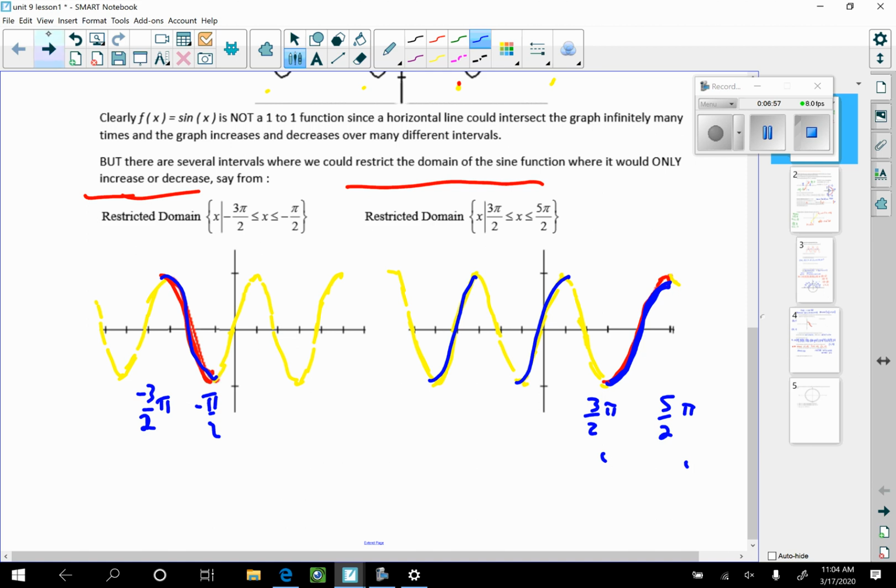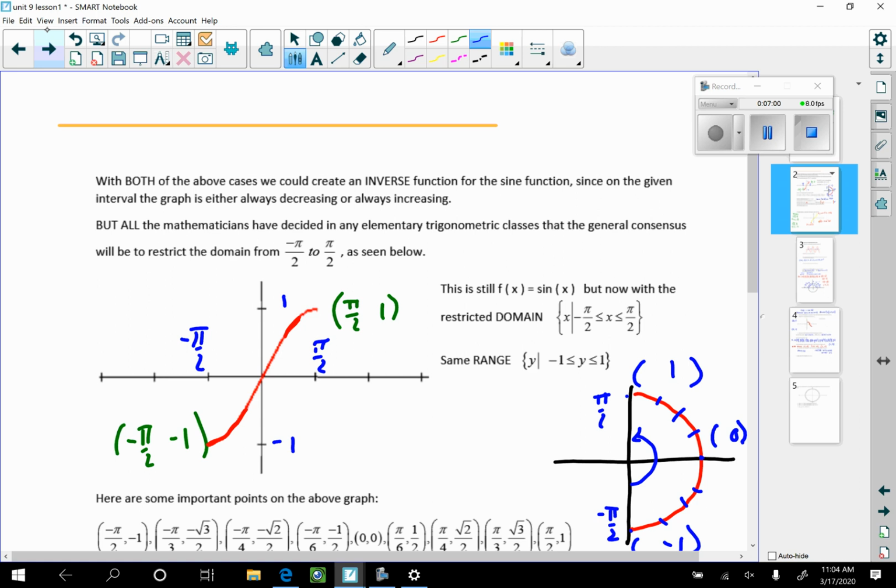They said, hey, here we go. In any elementary trigonometry class, this is going to change when you get into advanced trigonometry classes, you can restrict the domain wherever you want. But what we're going to do in our elementary trigonometry classes is restrict our domain to -pi over 2 to pi over 2, this rascal right here. And we're only going to look at the graph right there.